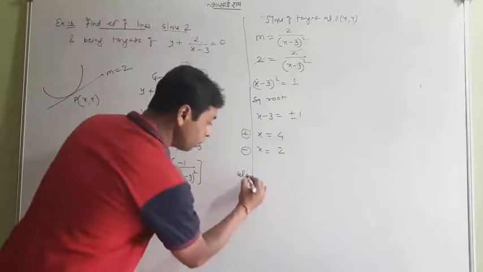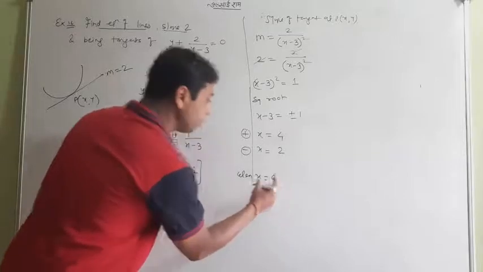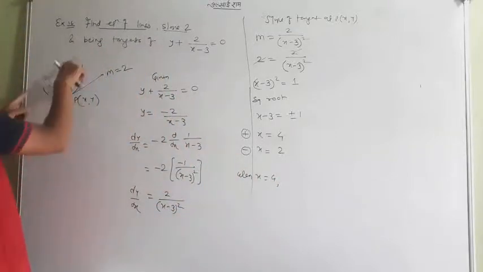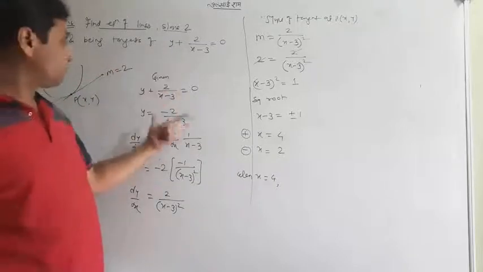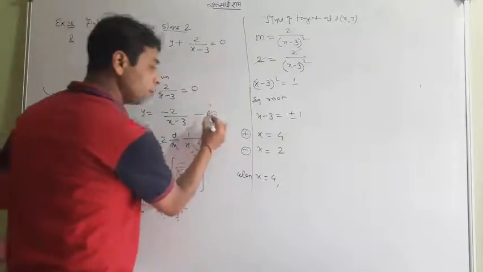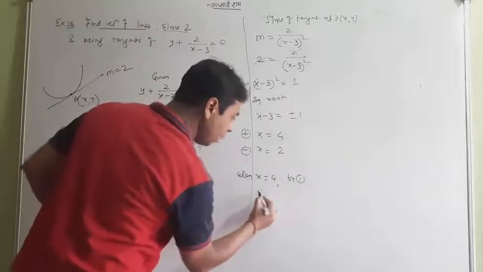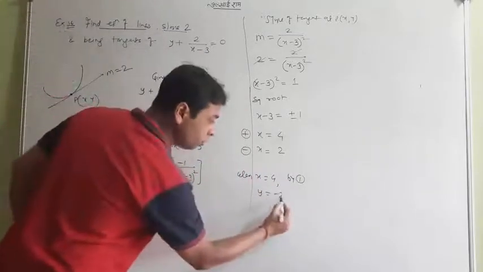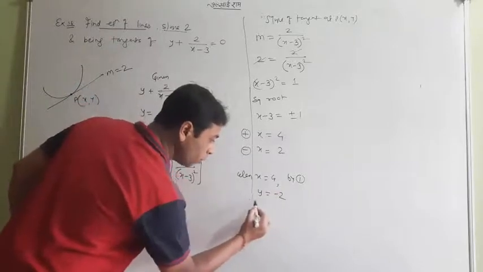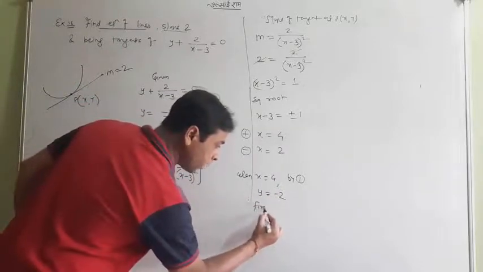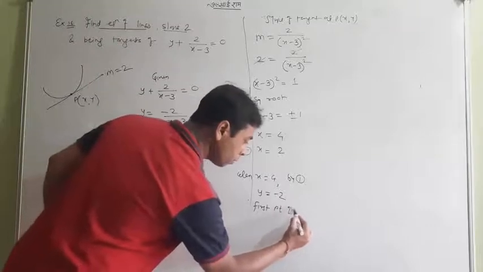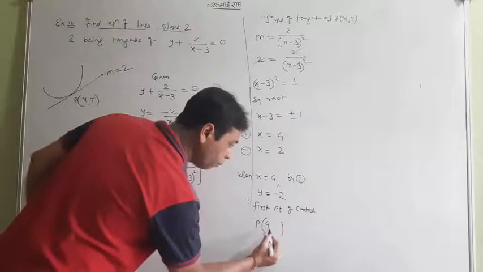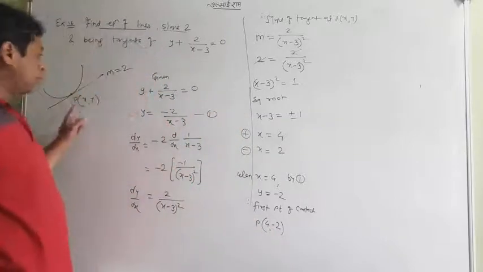When x is equal to 4, put it in the curve, because the point of contact is also lying on the curve. The curve is here, look at here. So by 1, y will be, put 4 here, 4 minus 3 is 1, meaning y is minus 2. So the first point of contact will be P (4, minus 2). This P is 4 and minus 2.